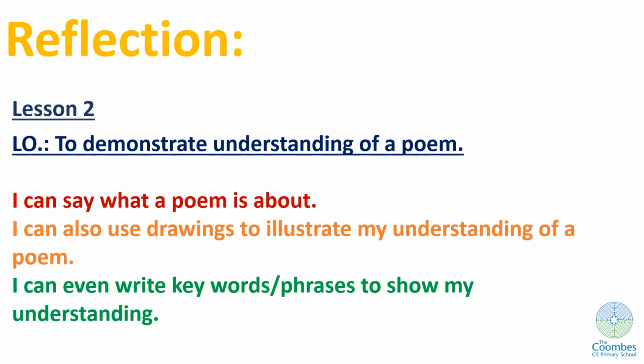So Key Stage 1, that brings us to the end of our second lesson for your writing this week. We're just going to do a quick reflection on your learning for today. So the learning objective for today, if you remember, was to demonstrate understanding of a poem. So if you want to tick it in the air or dot it like we do at school, the first part of your success criteria was I can say what a poem is about. So you can either tick in the air or give yourself a dot if you're not sure still.